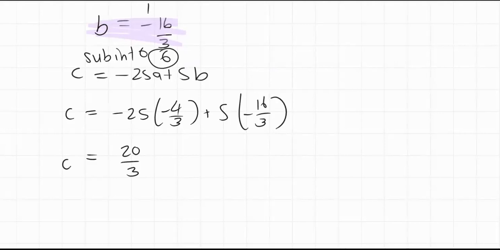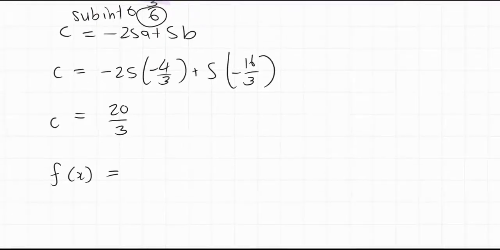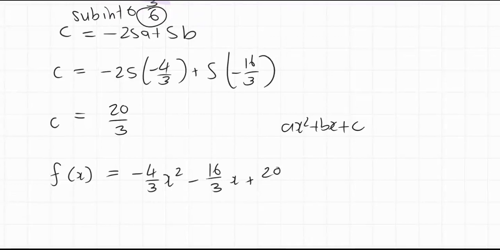Here the question asked for you to write out the equation. So we want the actual equation. We can't just leave it like this. Remember it was ax squared plus bx plus c for quadratics. So our A value is negative 4/3, our B value is negative 16/3, and our C value is 20/3. And we are done. All right.